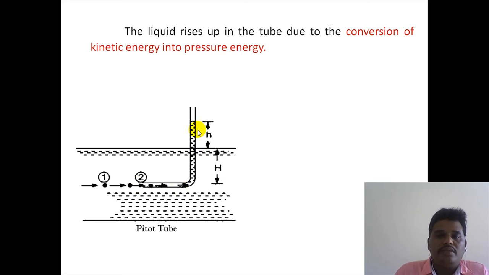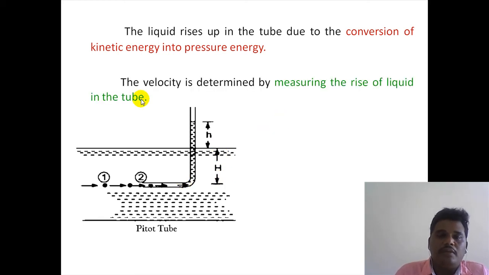The velocity is determined by measuring the rise of pressure in the tube. Velocity is measured by measuring the rise of liquid in the tube. Whenever the water rises, we measure the pressure head.